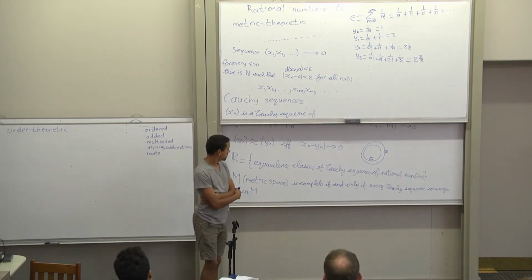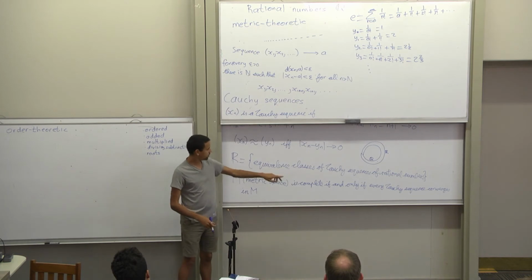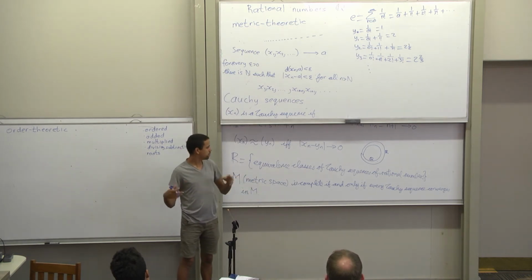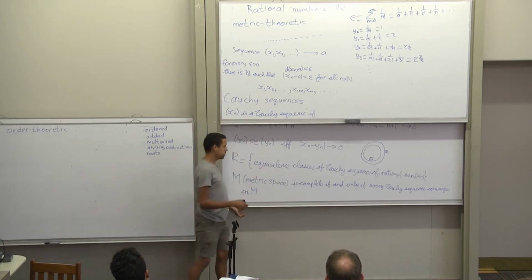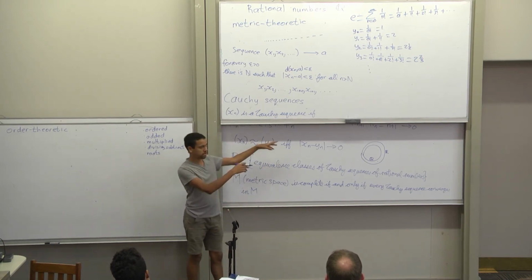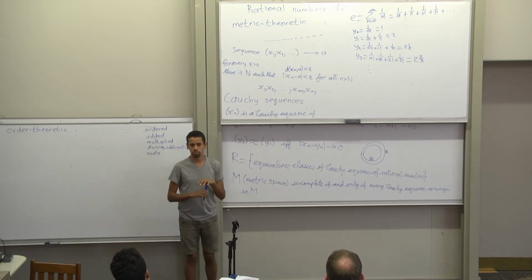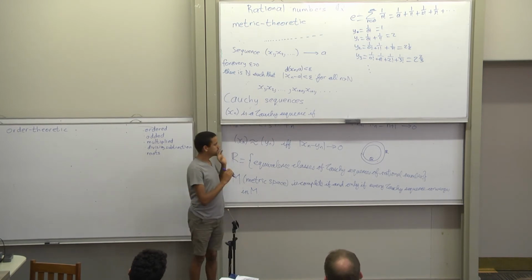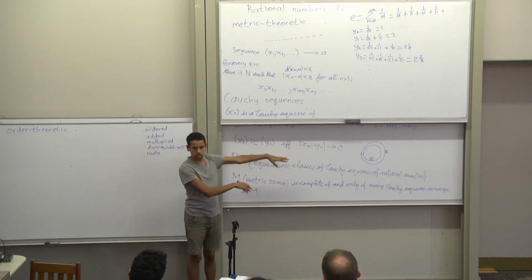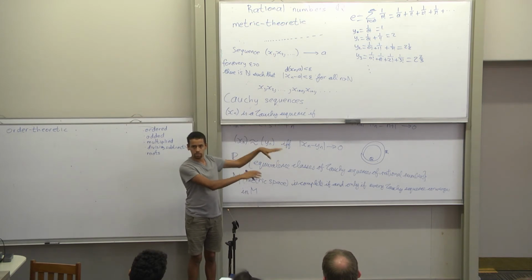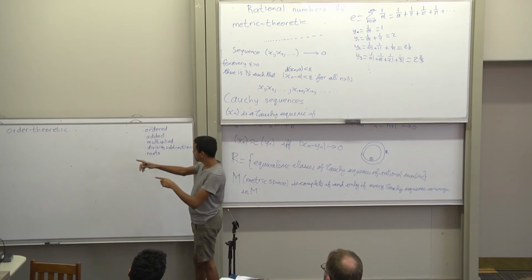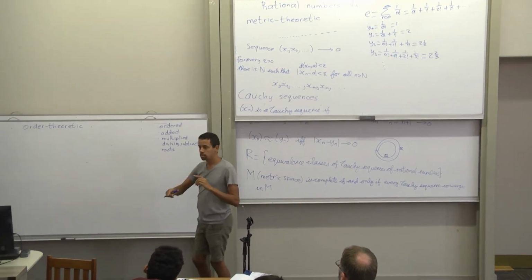Good. So it's complete if every Cauchy sequence converges, and if it's not complete, we can make a completion. So in this way, the real numbers are the completion of the rational numbers. So that is the metric theoretic way of defining the real numbers from the rational numbers. Okay. Now the other one is the order theoretic way.